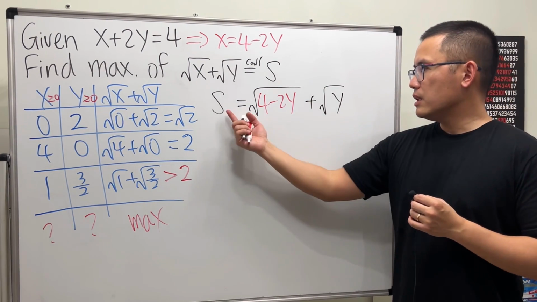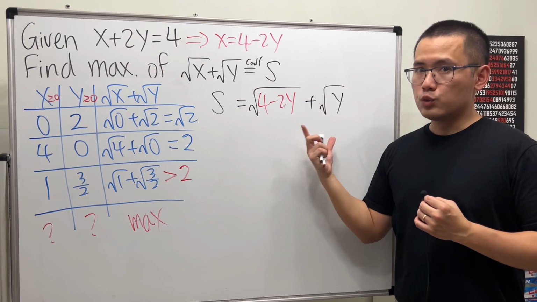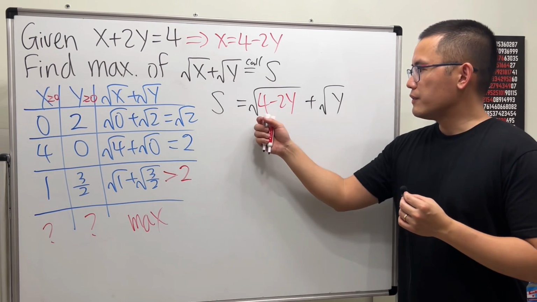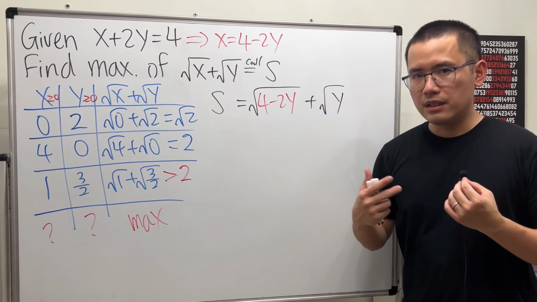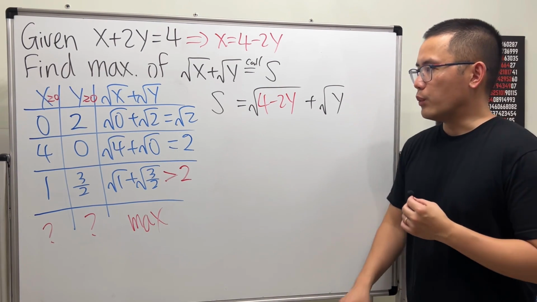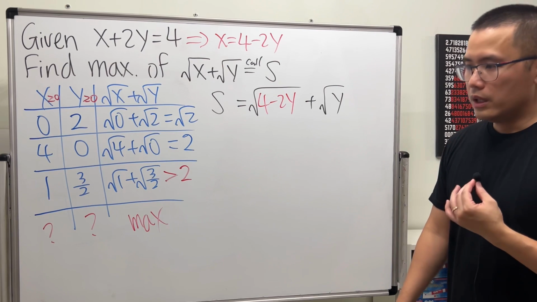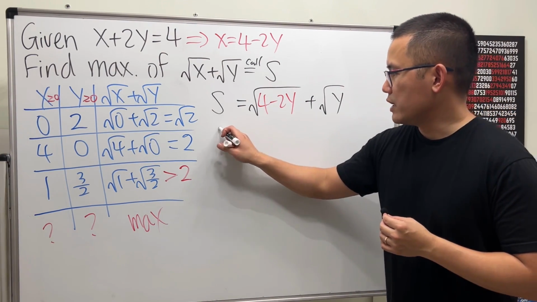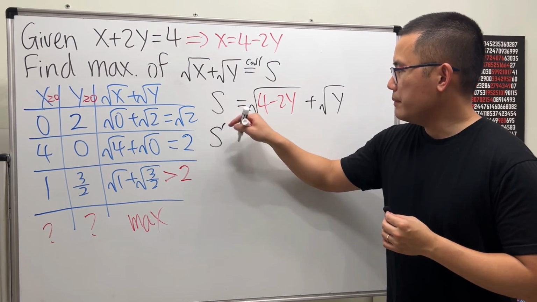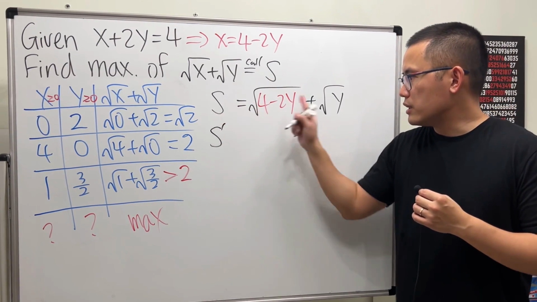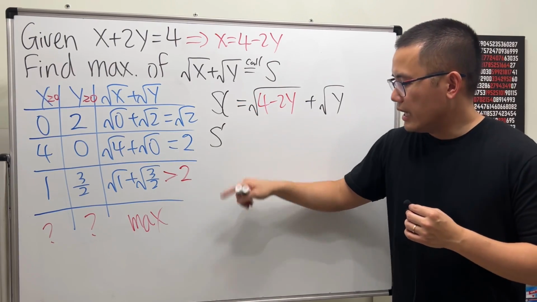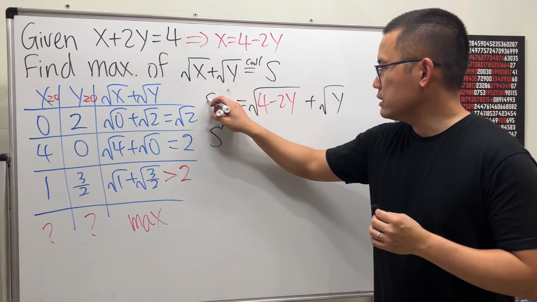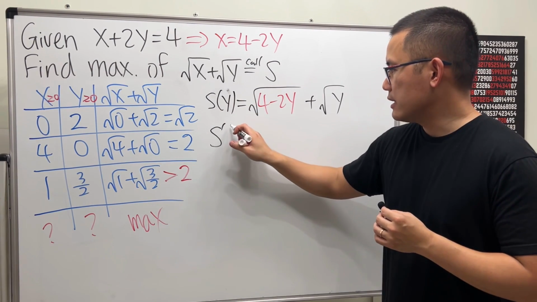And now we see this function is in terms of just y, so we can do the typical calculus 1 stuff. And that is find the first derivative, and then find the critical numbers, and then we test them out to see which one is going to give us the maximum. And let's just find the derivative, s prime. And by the way, this is just a function in terms of y, so sometimes we can write it as s of y. It's just a notation for this. So this right here is s prime of y.